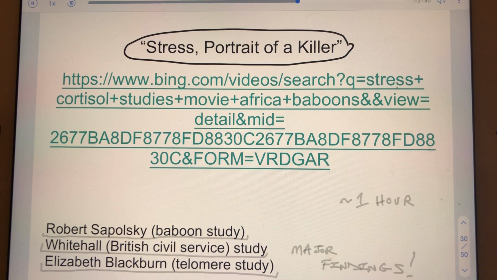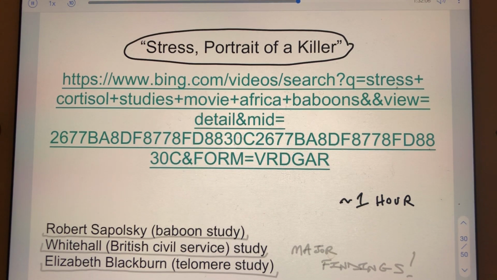You are responsible for watching this movie. It takes about an hour, if I remember correctly, and therefore questions about it will show up on exam 1.